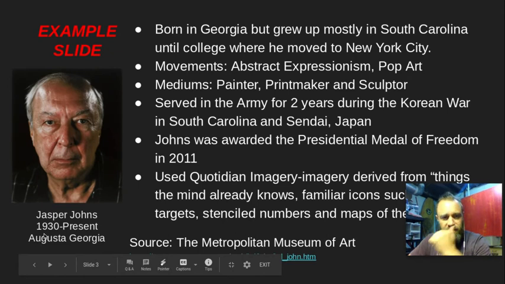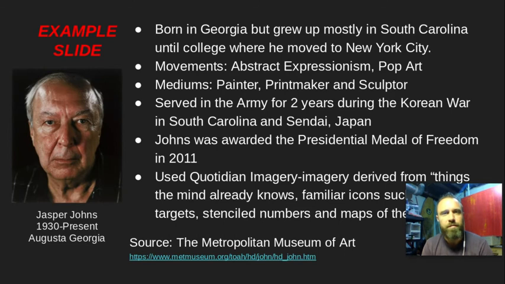He was born in Augusta, Georgia, but I actually knew Jasper Johns as a South Carolina artist, which I learned there's actually a little bit of a feud about, about where he was born versus where he lived. And there's a museum in Greenville, South Carolina that has a lot of his artwork that I've seen. So, he went to school in Columbia, South Carolina, actually.